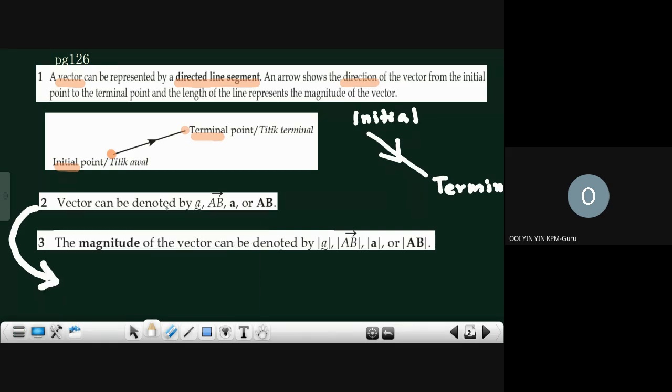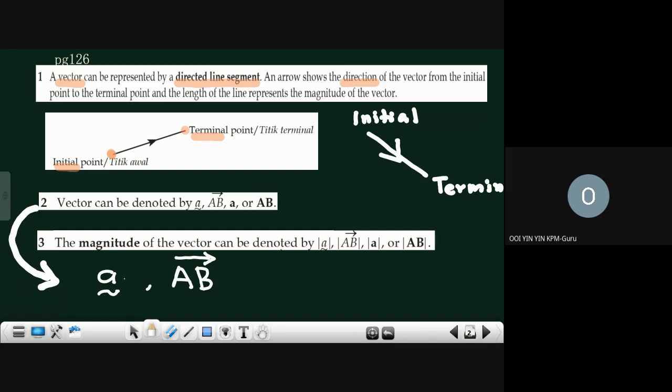Now a vector can be denoted by, we can write like this, a small letter with a wavy sign under it, a wave down here. This is how you write your vector. Later we are going to use this type a lot. And if we use a capital letter, we write A B with an arrow on top. This one is also the same as the first one.